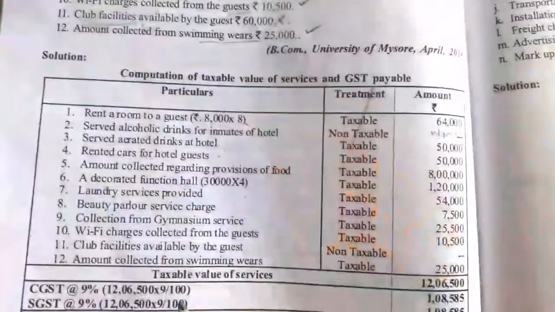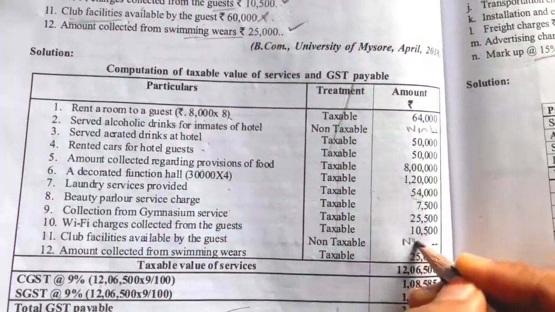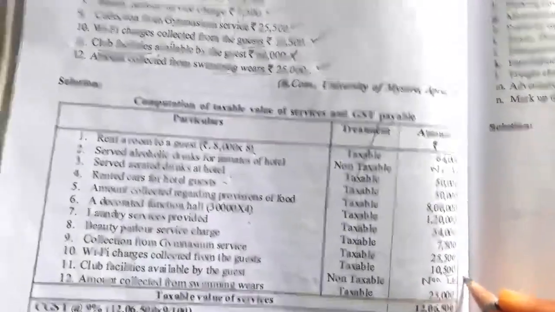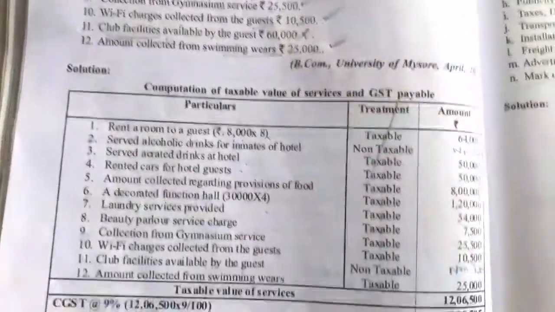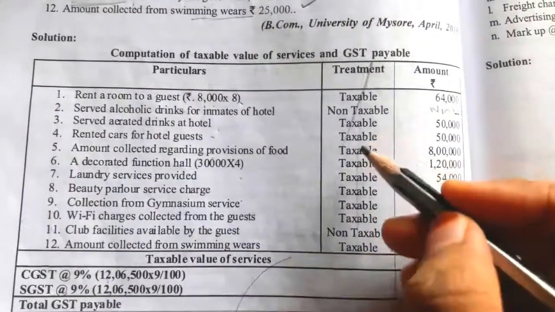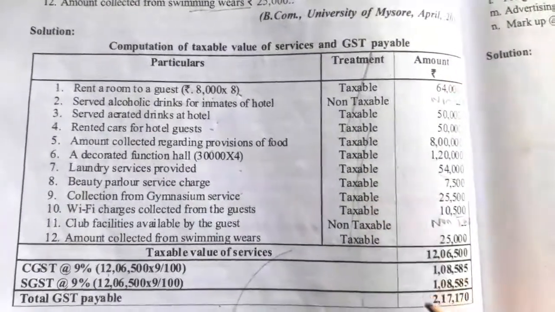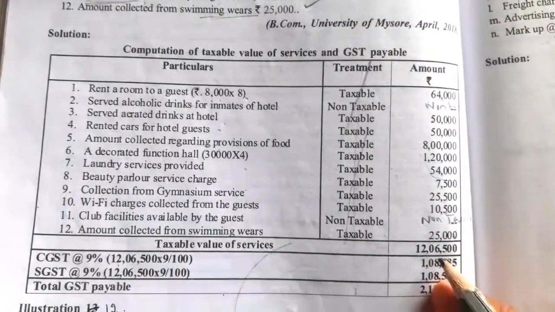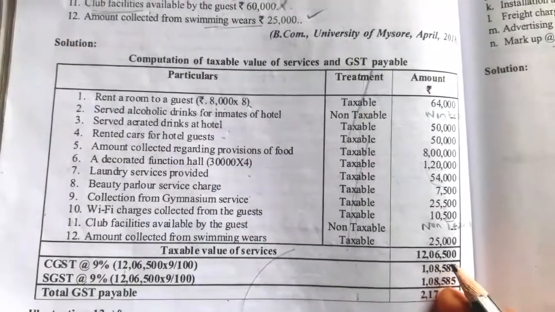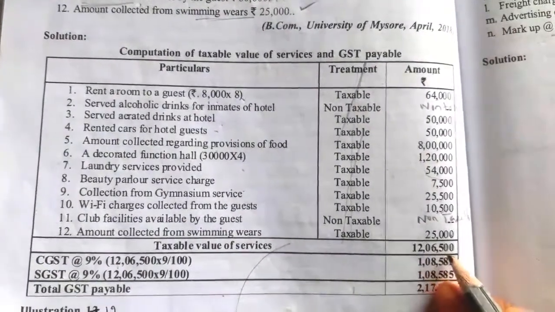Then club facility is right here, non-taxable. Then amount collected for swimming is 25,000. So don't put this column. So total is equal to taxable value of service, which is equal to 12,06,500. So this is the taxable value of service.